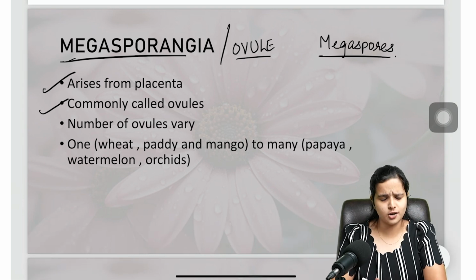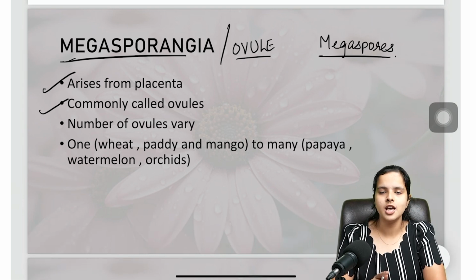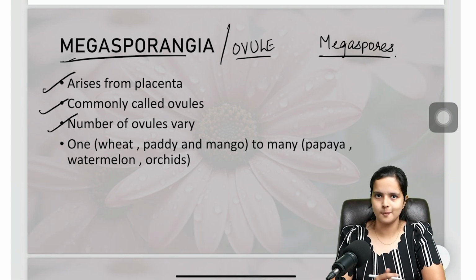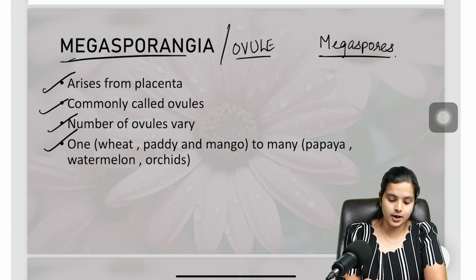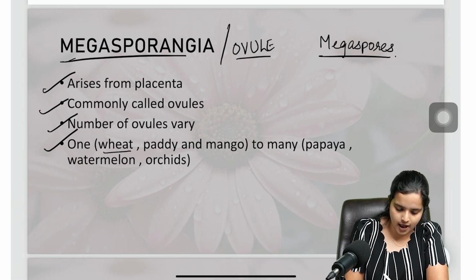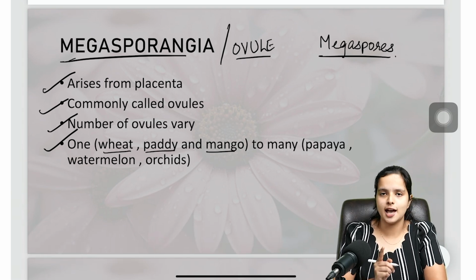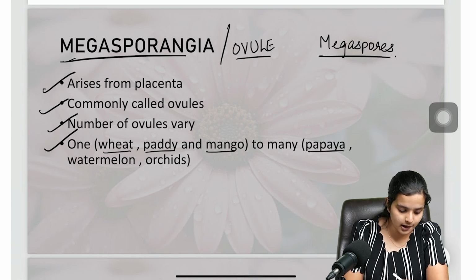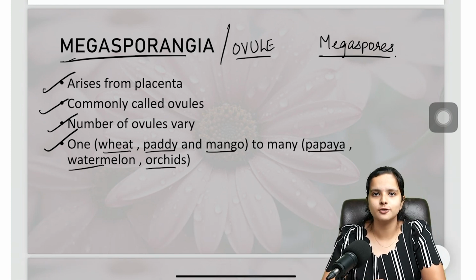And as I already told you, in typical cases you'll have one ovule, but you can have many ovules as well. You can have one or two or many. And I'll even give you examples. In the case of wheat, mango and paddy, you'll only have one ovule. But in the case of some other plants like papaya, watermelon, and orchids, you'll have many ovules.